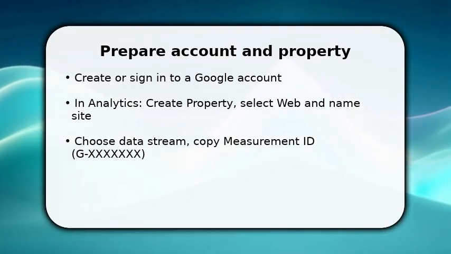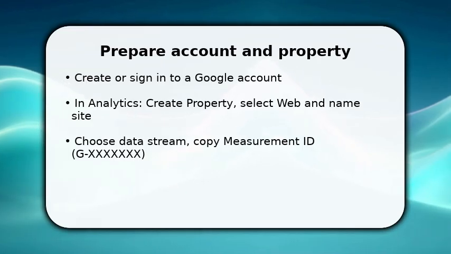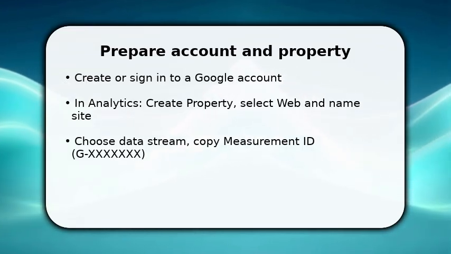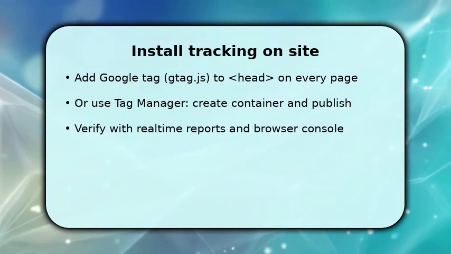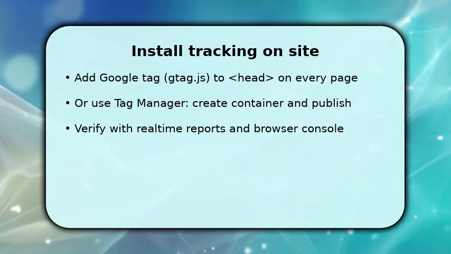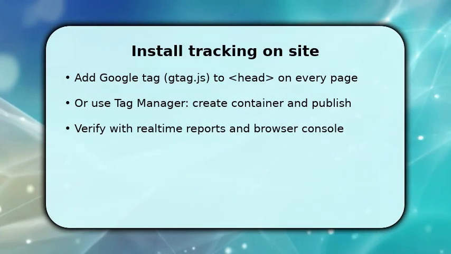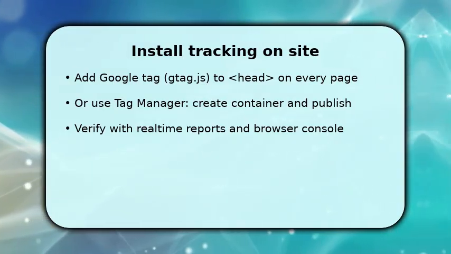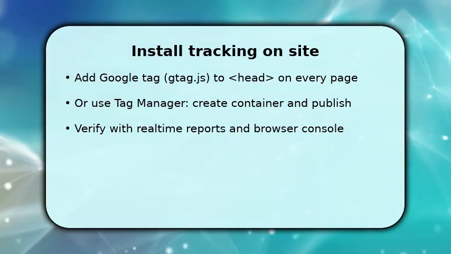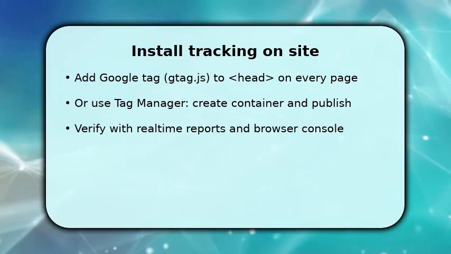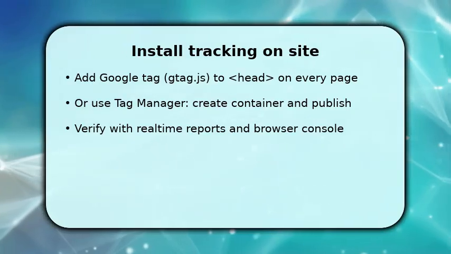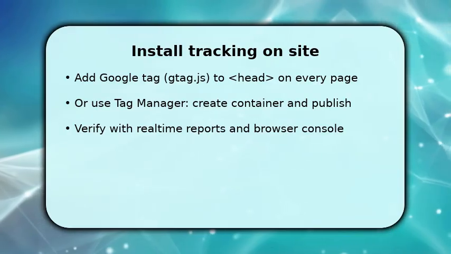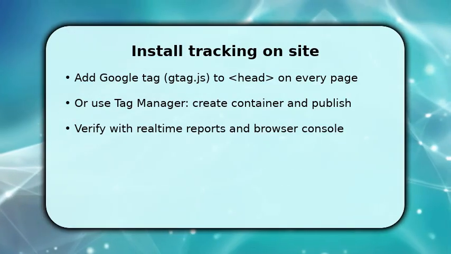These identifiers are what connect your site to analytics, so keep them handy for the next step when you add tracking code. Now add the tracking code to your site so data flows into analytics. Paste the gtag.js snippet with your measurement ID into the head of every page. If you use a CMS, use its header script field or a plugin. Alternatively, set up Google Tag Manager.